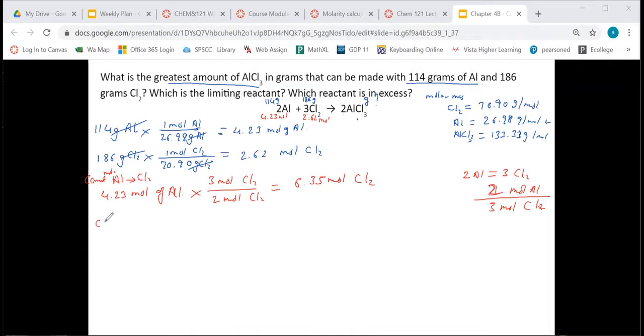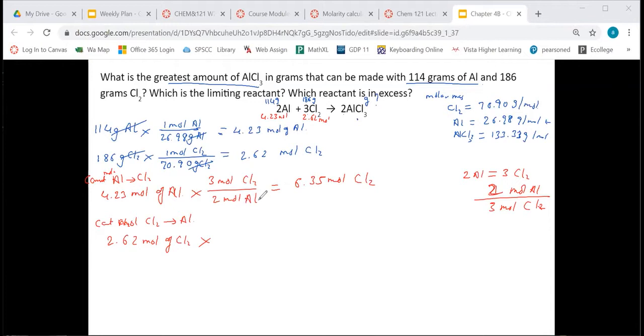Okay? I'm going to do both first. Now we're going to convert chlorine to mole of aluminum. So if we have 2.62 mole of chlorine, now we need to figure out how much aluminum will be formed. So to find out how much aluminum will be formed, we need to write what? Oops. Wait a minute, sorry.